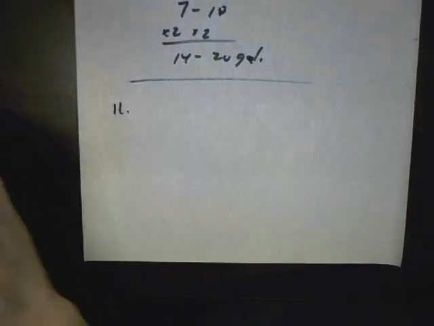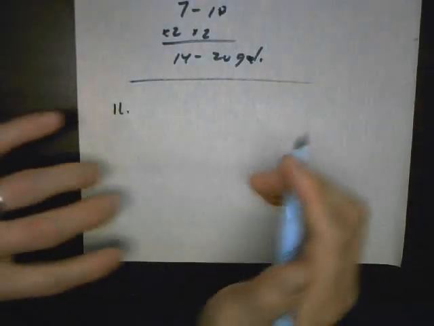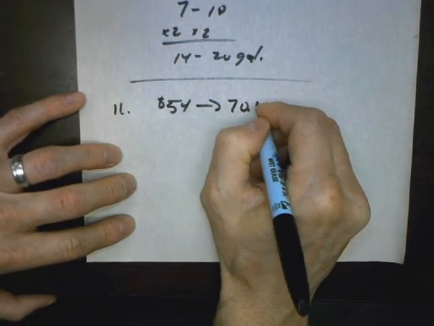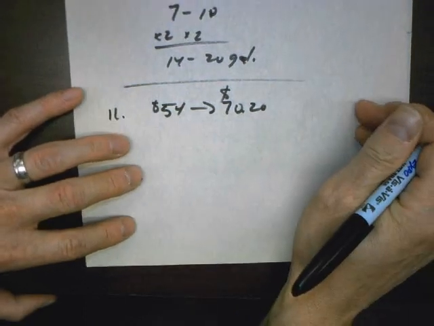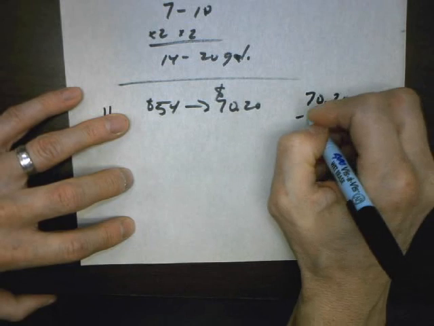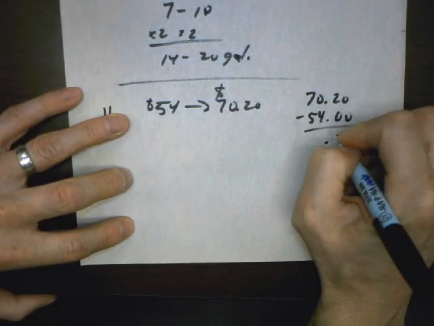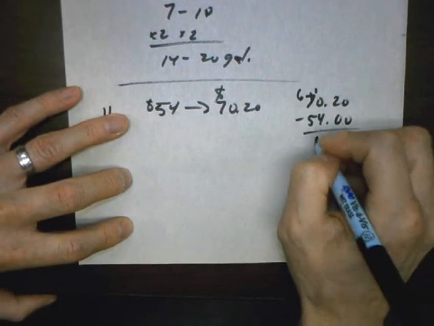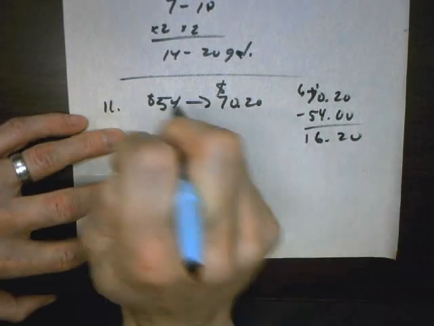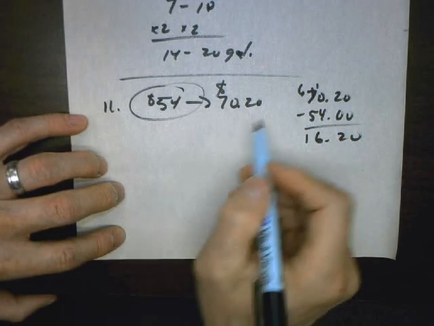Number 11. So 11 says, flip over a page over here. Number 11 says a company raises price from $54 to $70.20. What was the percent of increase? Well, we got to find the amount of increase first. I got to subtract these two to figure out how much it increased by. It increased by $16.20.